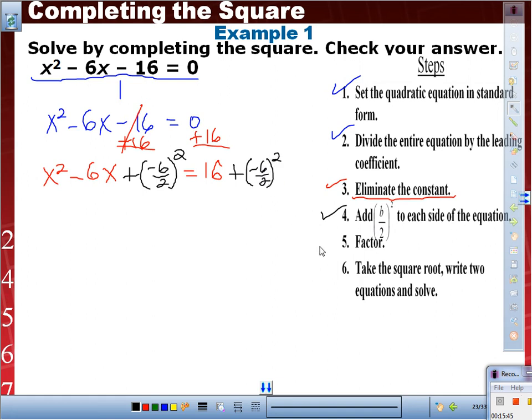Before I go to factor, I'm going to simplify. Check this out. X squared minus 6x. Negative 6 divided by 2 is negative 3. Negative 3 squared. That's positive 9. So on this side is 16 plus 9. Can I simplify this side? Yes. It's 25 equals, and I bring everything else down.